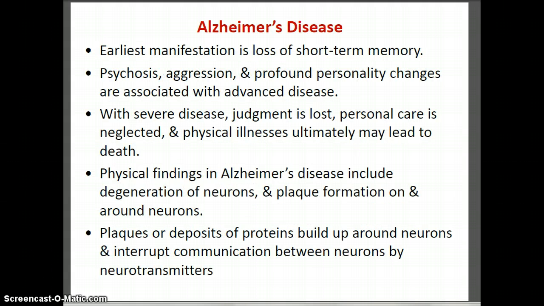Alzheimer's disease, we took a look at it before as a brain nervous system disorder, but now let's take a look at some of the mental disorders. Because there is degeneration of neurons, of course there will be changes in behavior. When the disease is severe, judgment is lost, personal care is neglected, physical illness may lead ultimately to death. There is often aggression and profound personality changes.